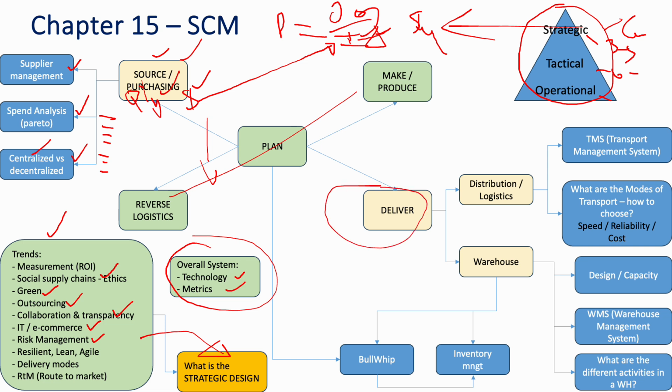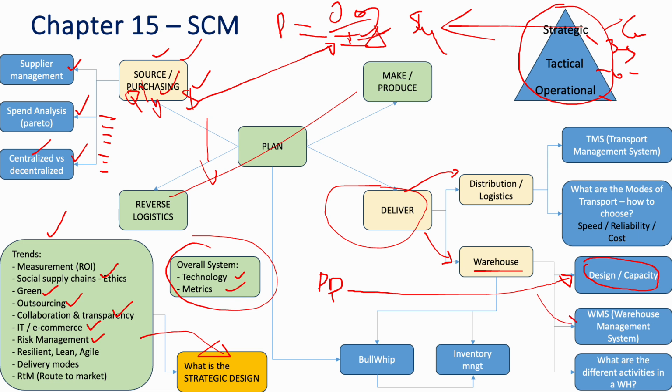Under deliver, we said we've got distribution and warehouse. So if I start down here at warehouse, first we have to think about from a warehouse capacity and design point of view. How do I ensure I design my warehouse so I've got space for everything that I need? This is where demand planning and forecasting comes in, because when I can forecast, then I know what my capacity requirements are. So that talks to design.